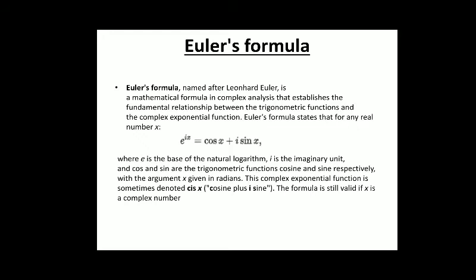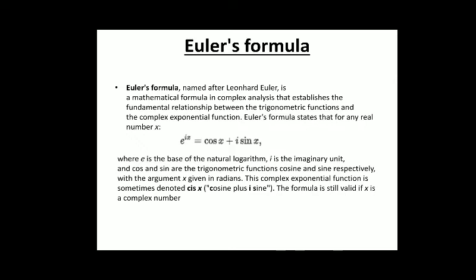It is also represented as cis x. Cis means cosine plus i sine. In short, it is called cis. So in this case, e is the base of the natural logarithm, i is the imaginary unit, also sometimes represented by small j, and cos and sine are the trigonometric functions, cosine and sine respectively, with the argument x given in radians.